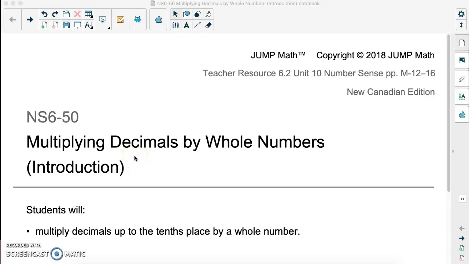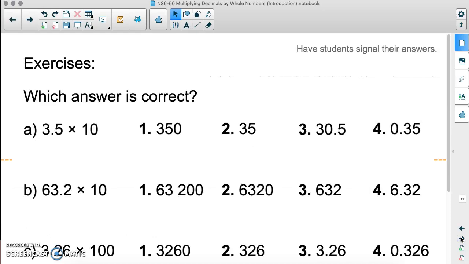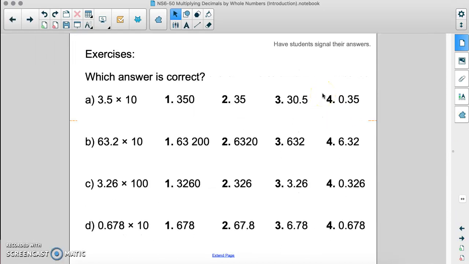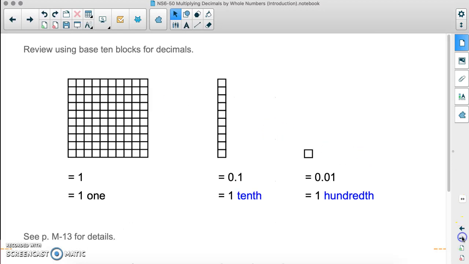This next lesson is on multiplying decimals by whole numbers. It's just a quick introduction lesson. So let's begin with these exercises on your whiteboard as a warm-up. Which answer is correct? For A, you have 35 times 10. Which answer is correct? 1, 2, 3, or 4? You're going to write the correct answers on your whiteboard, and then you can begin with your lesson for today.